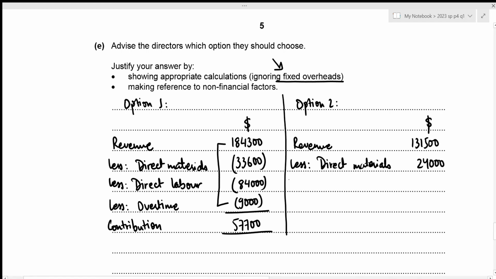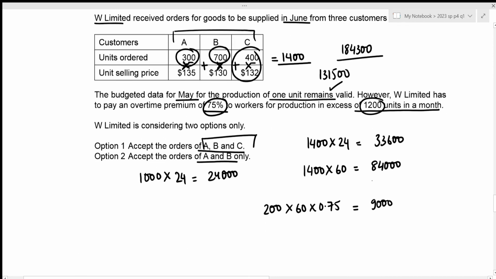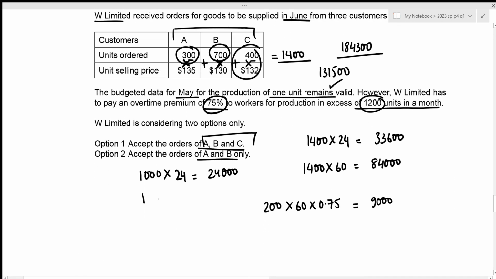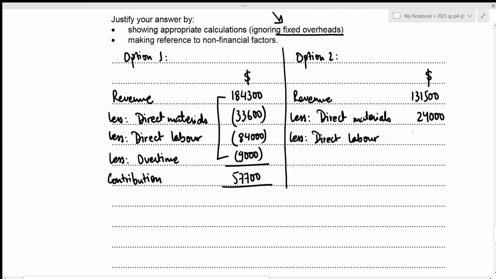Then the next step would be to subtract the direct labor cost. Let's have a look above. So the total number of units is 1000 and the direct labor per unit is 60, which gives the total direct labor cost to be 60,000. Let's write it down. And we do not need to pay any overtime for option 2 because the total number of units is only 1000 and that is not in excess of 1200. Right, so this concludes everything.